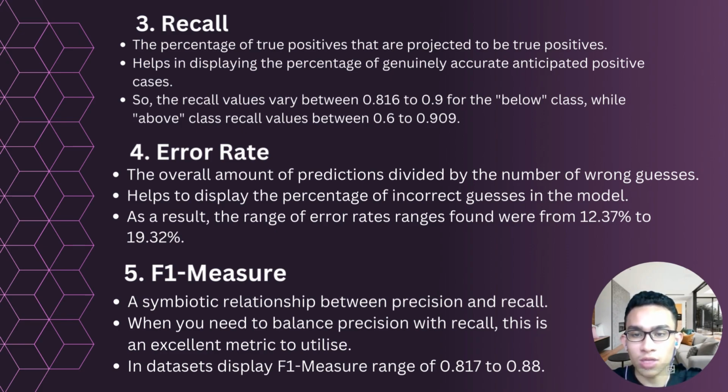The F1 measure is known as a symbiotic relationship between precision and recall. When you need to balance precision with recall, the F1 measure is an excellent metric to utilize. Based on our dataset, the F1 measure detects values between 0.17 and 0.88.